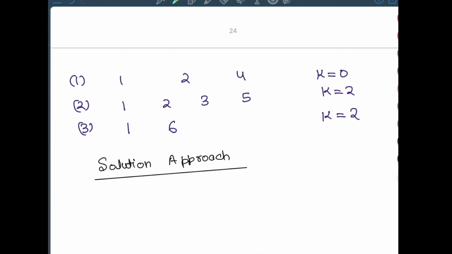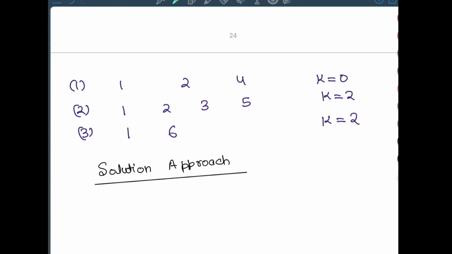And let's try to do it. Let's try to find out the solution approach. In example number 1, the frequencies are 1, 2, 4. In example number 2, the frequencies are 1, 2, 3, 5, and the value of K is 2. For the first example, it was 0. For the third example, the frequencies are 1 and 6 and K is 2.